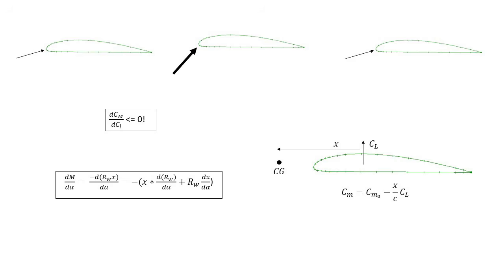Like we reviewed in part 1, this means that the pitching moment should be negative as CL increases. Again, this is just static margin, implying neutral stability for x equals 0. Typical static margin values range anywhere from 5 to 40%.